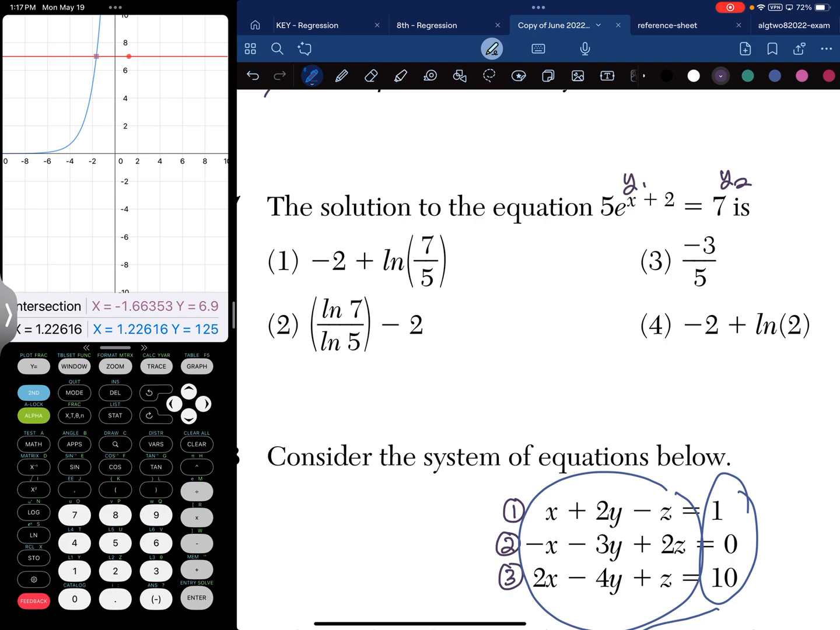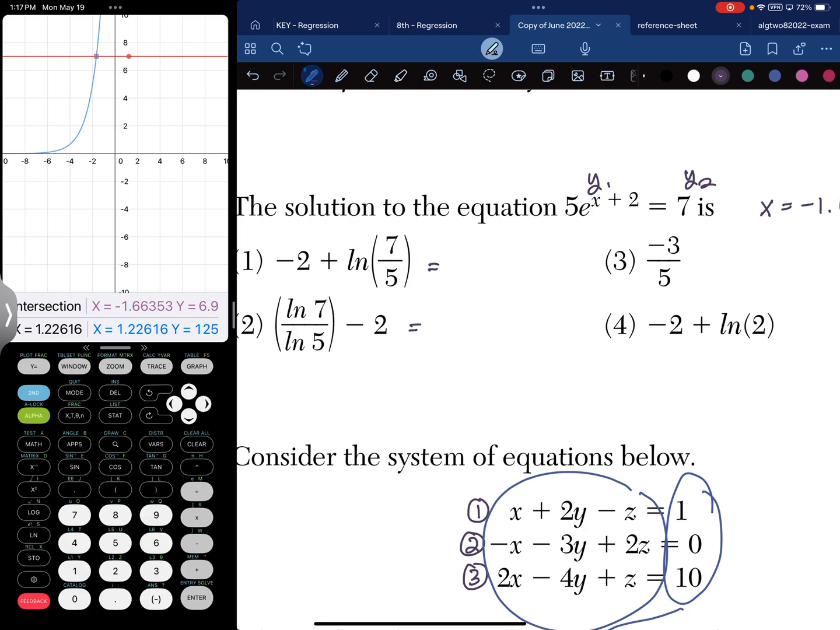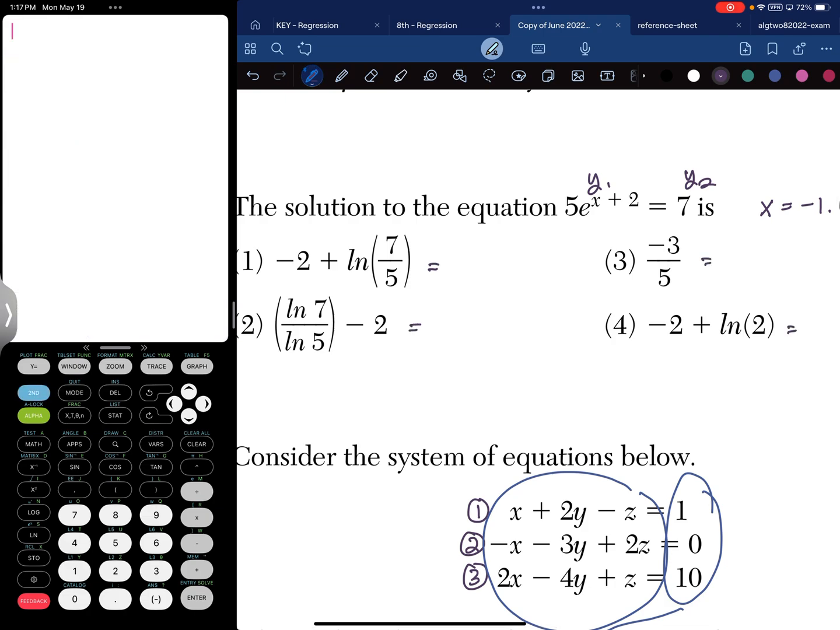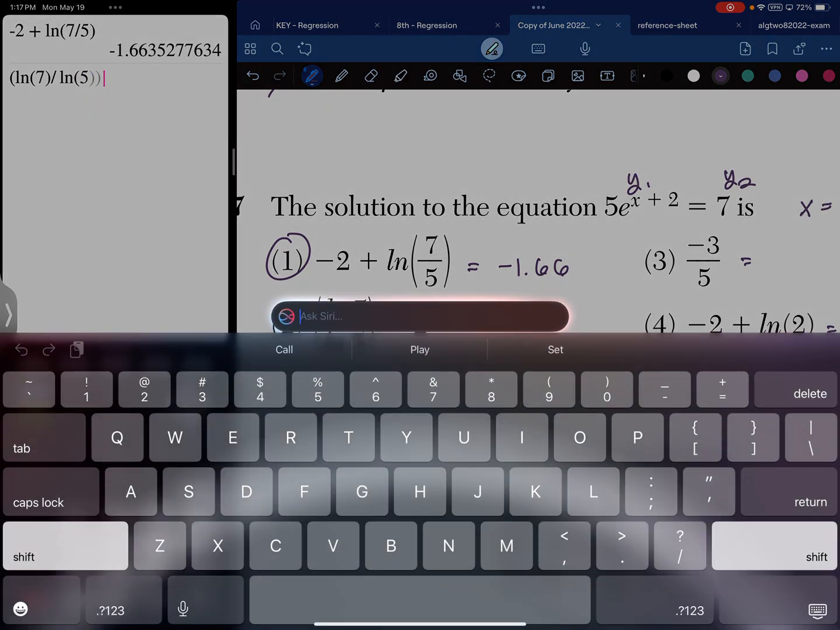So our intersection says it has a negative 1.66 number. I need to figure out which one of these is the same as negative 1.66. So I just do negative 2 plus ln of 7/5. I'm pretty sure it's that one, but let's go through and check each one. The ln of 7 divided by the natural log of 5 minus 2.